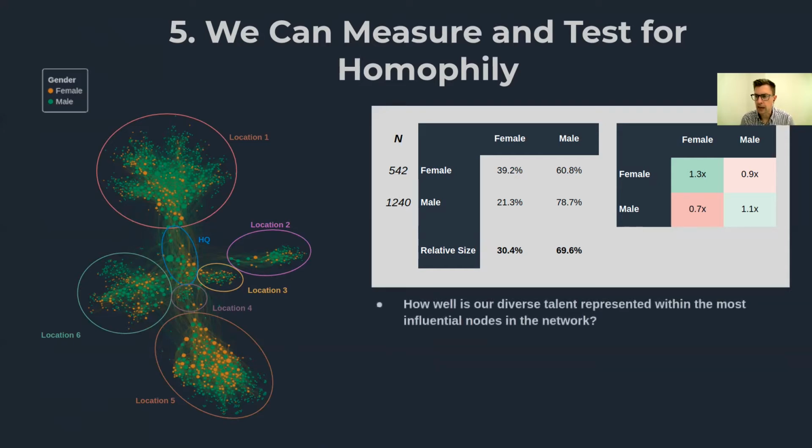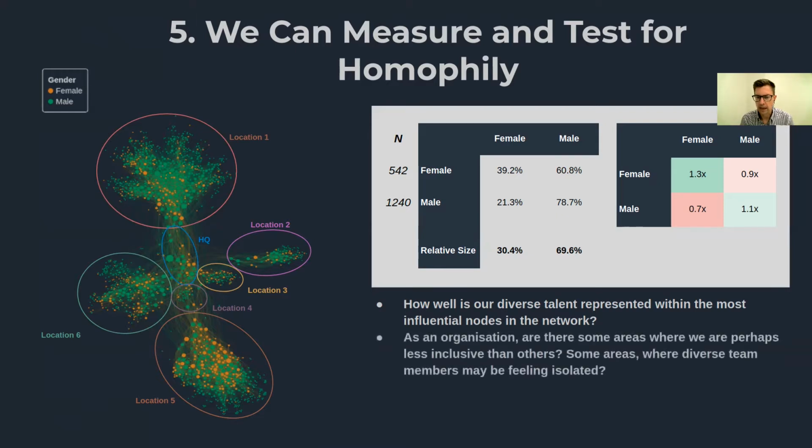So this allows us to ask interesting and valuable questions like, how well is our diverse talent represented within the most influential nodes in the network? And as an organization, are there some areas where we are perhaps less inclusive than others? Some areas where diverse team members may be feeling isolated?